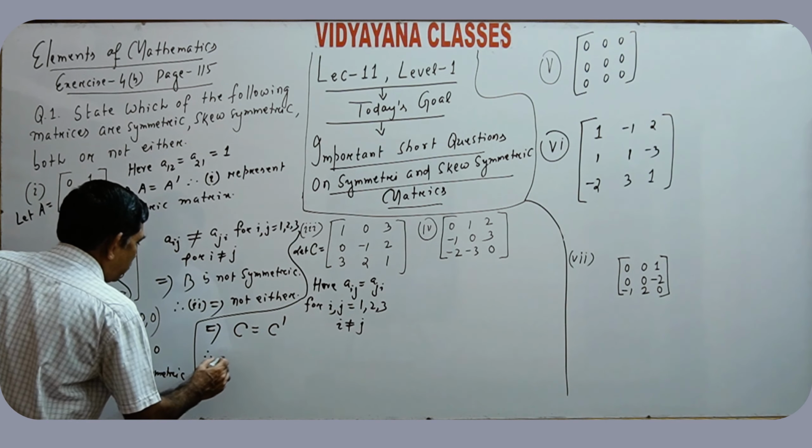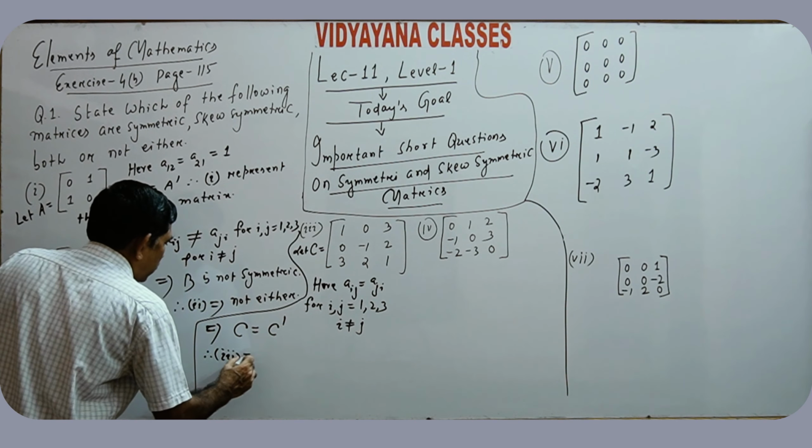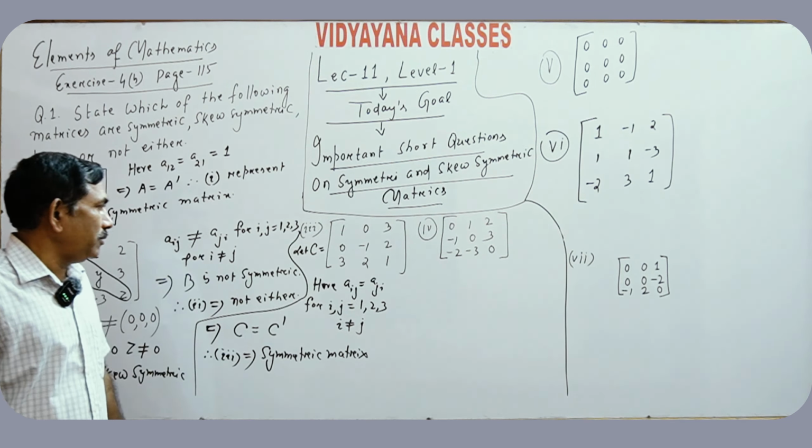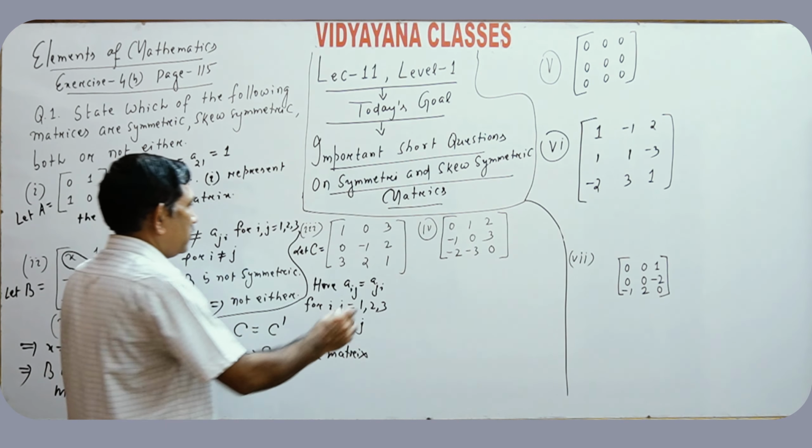Therefore, the third bit implies symmetric matrix. C is equal to C transpose. Therefore, the third bit is a symmetric matrix.